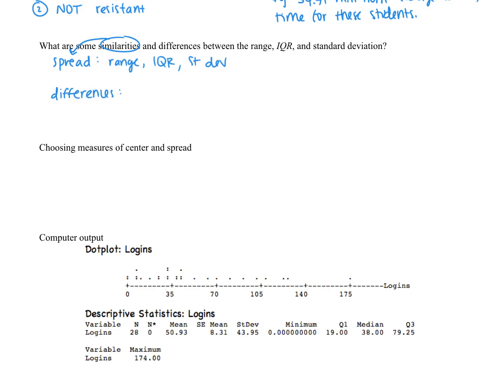Two big differences. First big difference is the resistance to outliers. And the second one is the amount of data used. Standard deviation is the only measure that uses all of the data. Both IQR and range only use two of them.